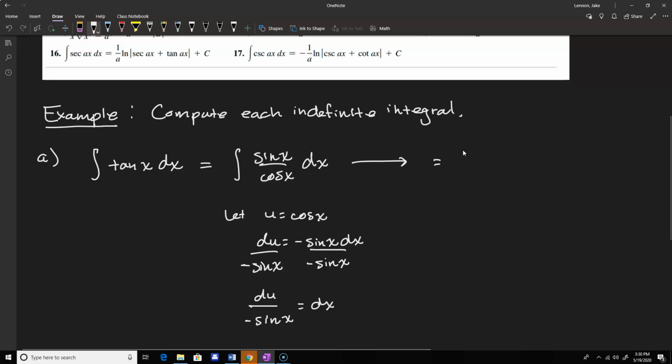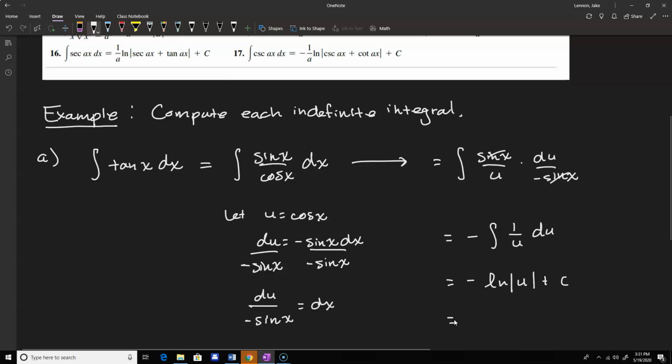This becomes, well, we can replace the cosine of x with u, and the dx we're replacing with du over the minus sine of x. So the sine of x terms cancel, and we end up just having the integral of negative 1 over u du, which we know is just going to be the natural log of the absolute value plus a constant. So we can change u back to what it originally represented, which was the cosine. So we end up with minus natural log of the absolute value of cosine of x plus a constant.